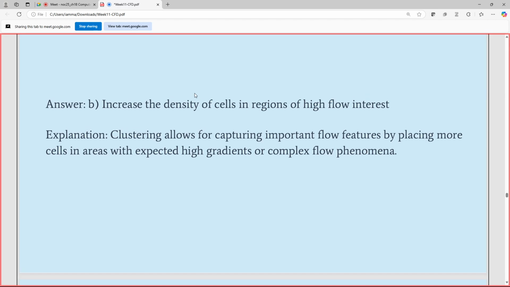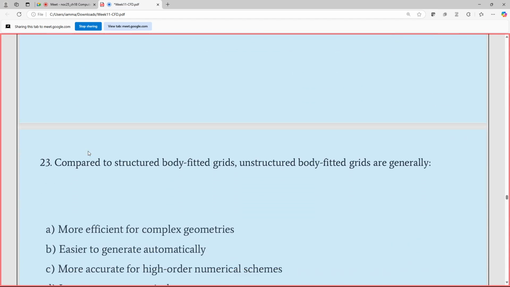Because this clustering of cells will allow a refinement in particular area of our interest where we expect high gradients or complex flow phenomena. So our answer is option B. Moving on to next question.